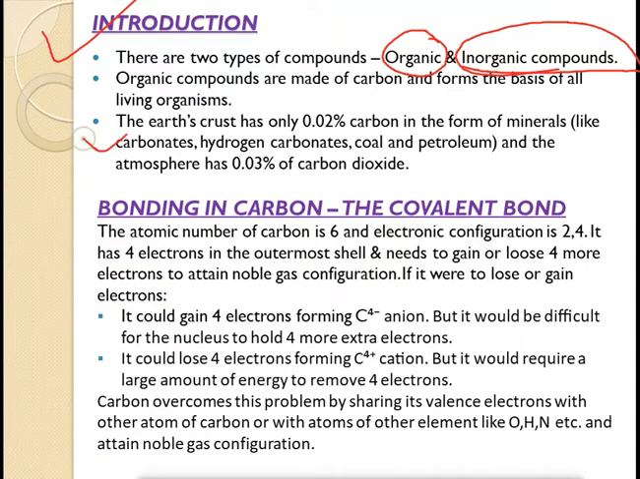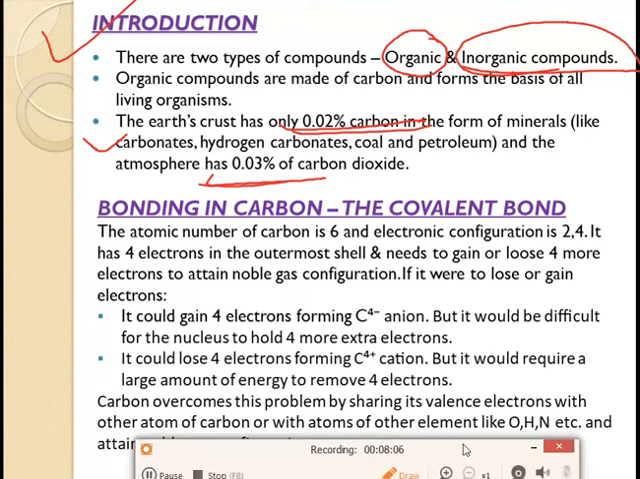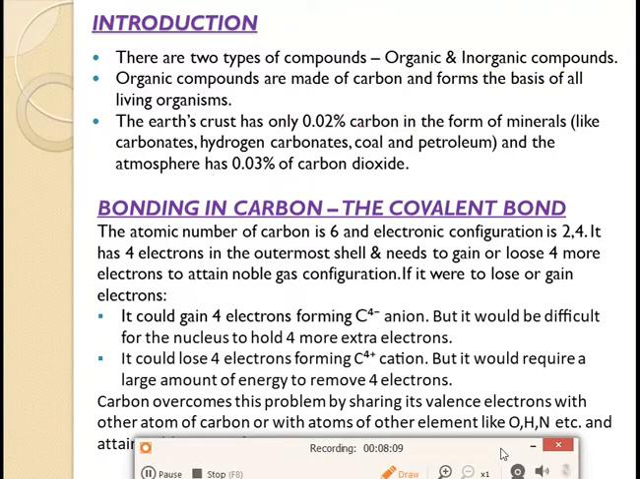In the earth crust, only 0.02% carbon is present in the form of minerals like carbonates, hydrogen carbonates, coal and petroleum. Means if we talk about carbon in the earth crust, it is only 0.02%. And in the atmosphere, you know that air is a mixture of gases, and in that air, nitrogen, oxygen and a small amount of carbon dioxide is also present. We have read that in our junior classes. So it is 0.03% carbon dioxide present in the air. This was a brief description about carbon, means how it is distributed in nature.